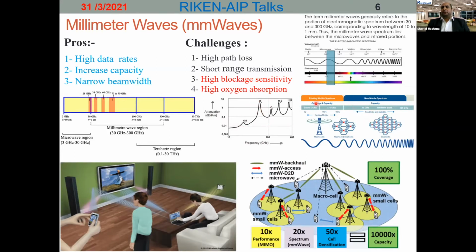This is the difference between the existing mobile spectrum, which is Wi-Fi or 4G, with low bandwidth, and this is the millimeter waves with densified cells. This is the vision of how the millimeter wave will help in increasing the capacity of the system by almost 10,000 times. For the spectrum, it will be 20 times, for performance of massive MIMO systems, it will be 10 times, and for cell densification, it will be 50 times. So the millimeter waves are expected to be an enabler for 100% coverage for all the cells.